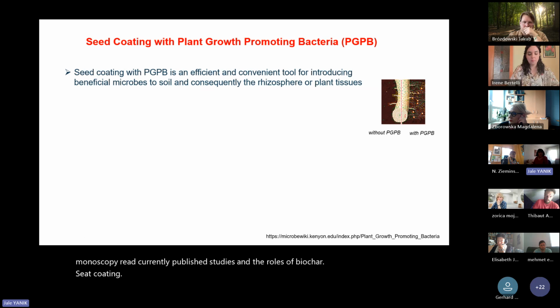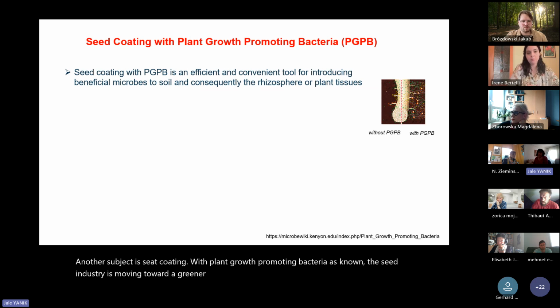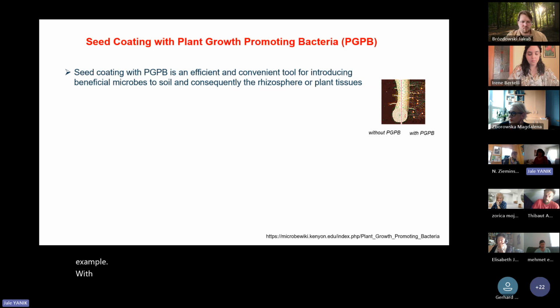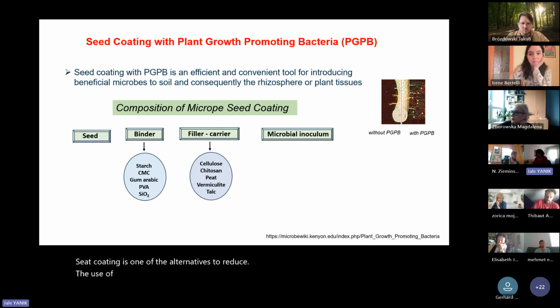Another subject is seed coating with plant growth promoting bacteria. As known, the seed industry is moving toward a greener future, and exploring microbial coating is one of the alternatives. The left side is an example of root without the bacteria, and the right side is an example with bacteria. Microbial seed coating is one of the alternatives to reduce the use of agrochemicals in sustainable agriculture.